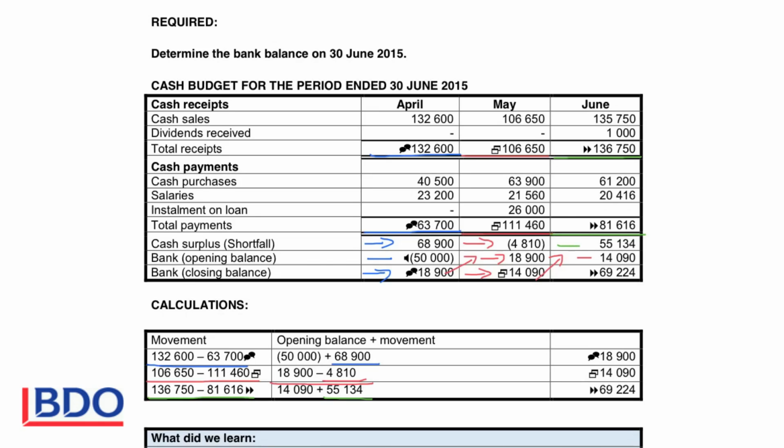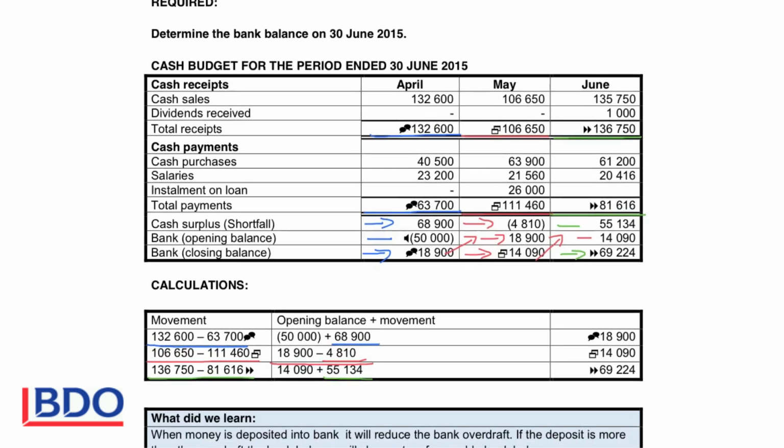I had 14,090 in the bank. I added an additional 55,000. So if I add those two, it means that my closing balance will be 69,224. So what did we learn today?